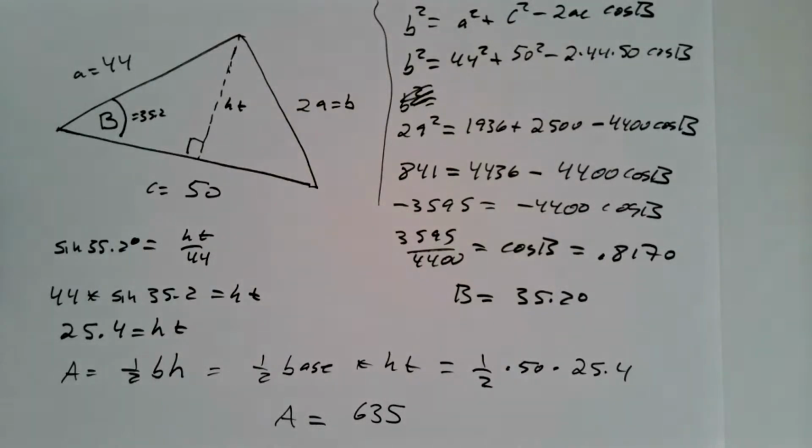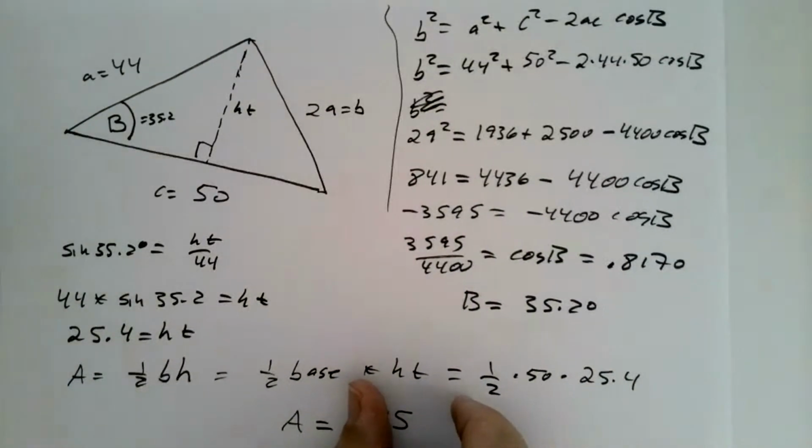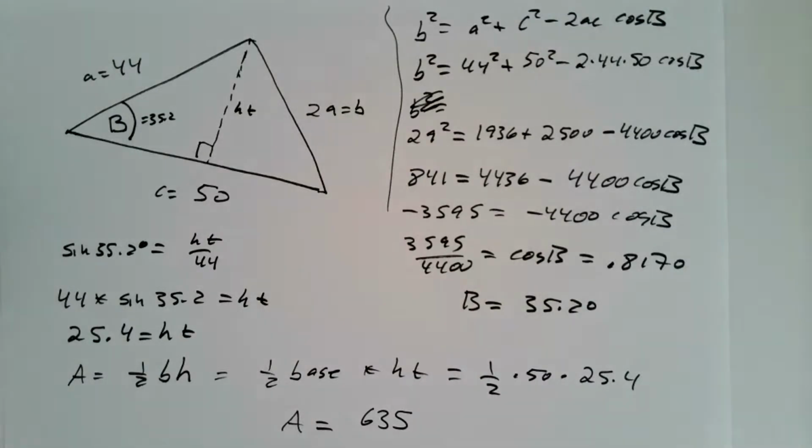All right, next up, we want to find the measure of an angle between two vectors. So we have the vector u, we have the vector v.